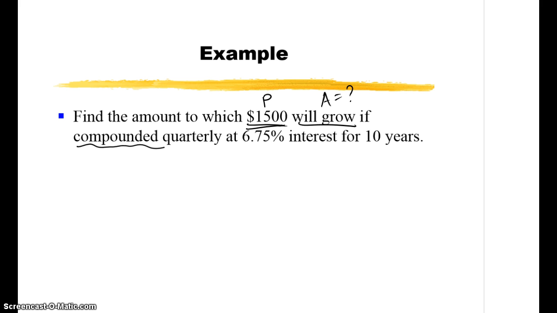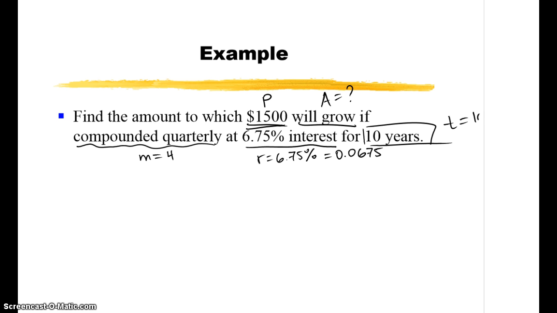Compounded quarterly means that our M is 4. There's going to be 4 compounding periods within 1 year. The 6.75% interest means that R is 6.75%. But remember, we must always write this as a decimal. So as a decimal, this is 0.0675. The 10 years is our time, T. Well, all we have to do now is put it together into our formula.